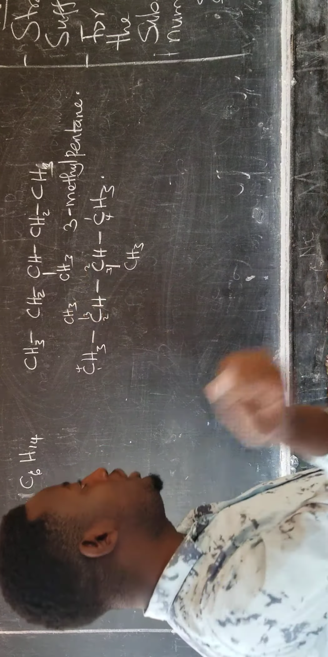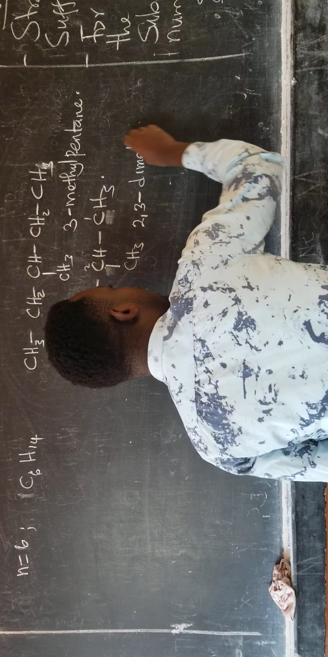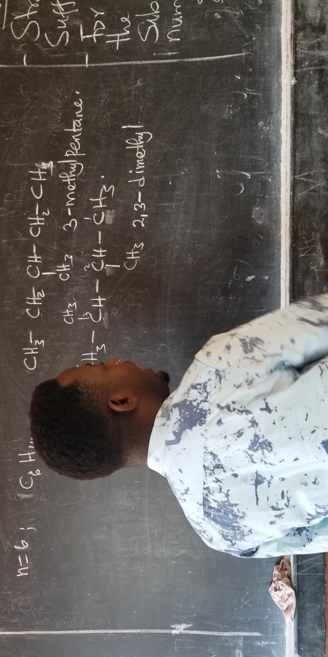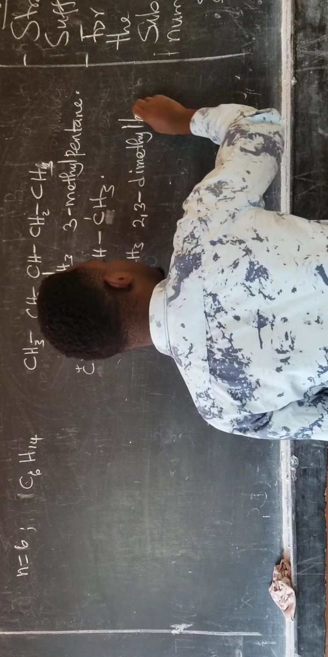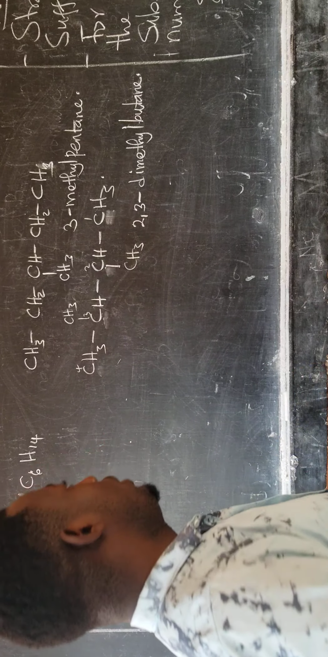So probably I can begin from this side, just for uniqueness. I'm going to say the first methyl group is on position number 2, the second methyl group is on position number 3. So in my naming, I'm going to say 2,3, then dash. The groups are methyl groups, so I'll call them dimethyl because they are 2. Then the longest chain has 4 carbon atoms. That will be butane.